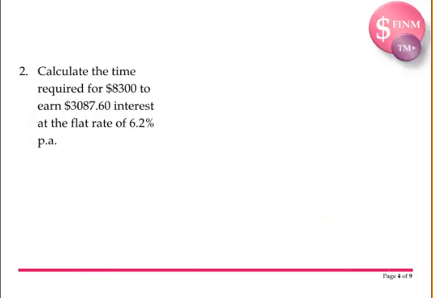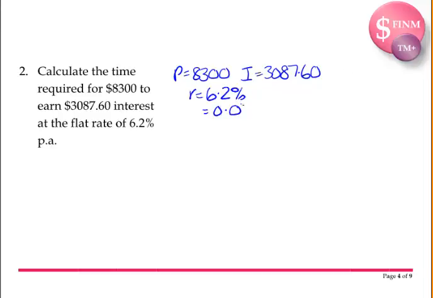So next, calculate the time required for $8,300 to earn $3,087.60 interest at the flat rate of 6.2%. So this flat rate interest means simple interest. So my principal in this case is $8,300. My interest is $3,087.60. My interest rate is 6.2%, which is 0.062. And I don't know what my T is, not my N, what my time is. So write out our formula, interest equals PRT.